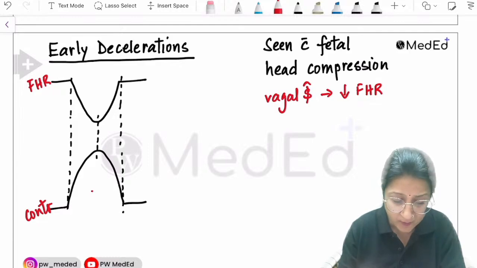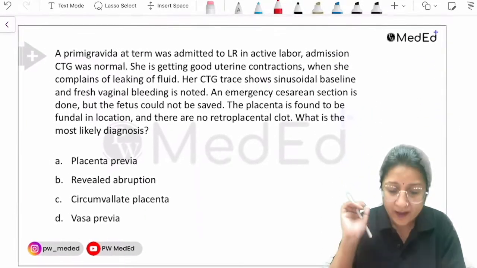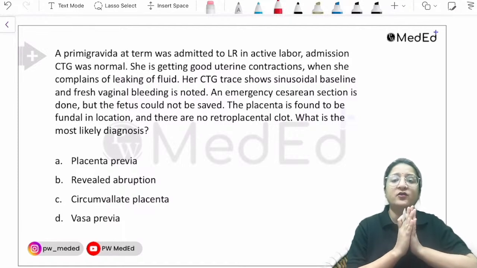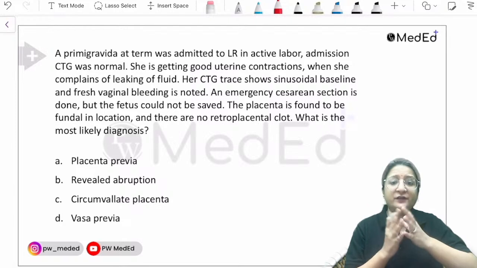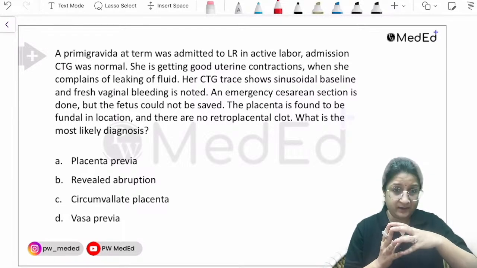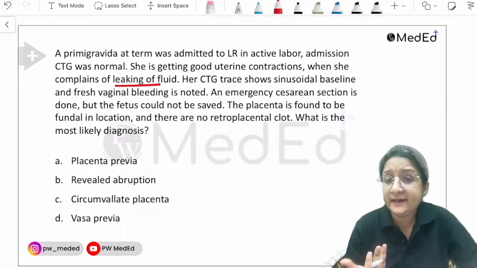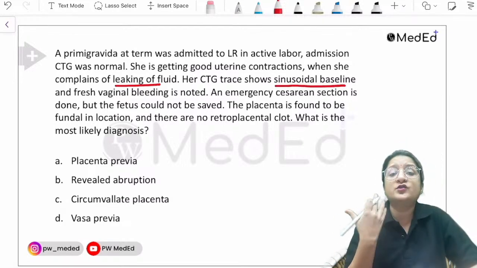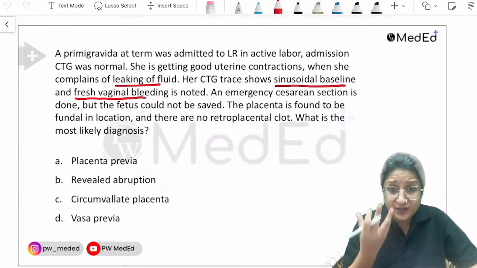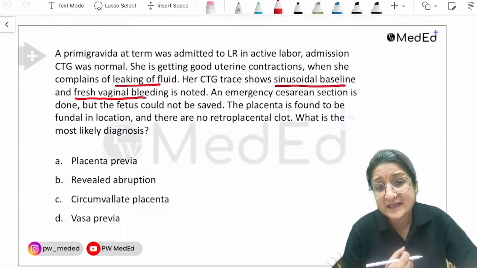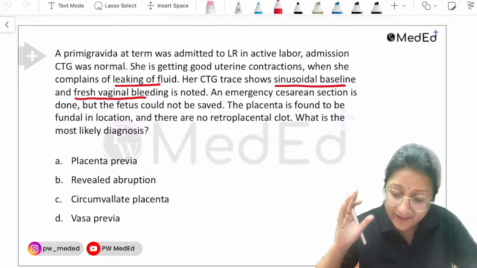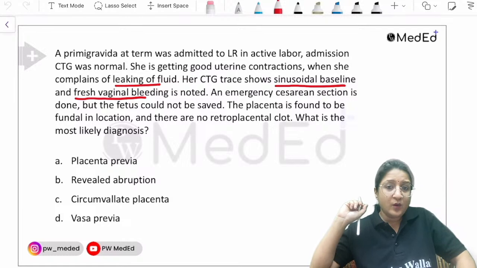All right. Now, let's have a look at the next question. A primigravida was admitted to the labor room in active labor. Admission CTG was normal. She is getting good uterine contractions when she complains of leaking of fluid. Her CTG trace shows sinusoidal baseline and fresh vaginal bleeding. An emergency cesarean section was done, but the fetus could not be saved. The placenta during the cesarean section is found to be fundal in location and there are no retroplacental clots. What's the most likely diagnosis?